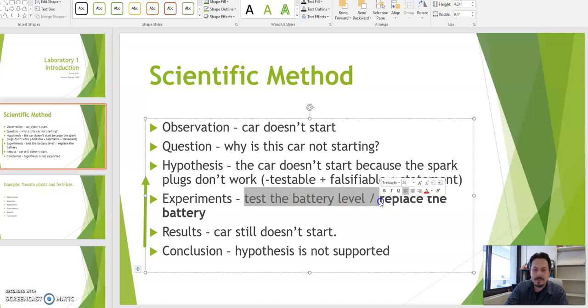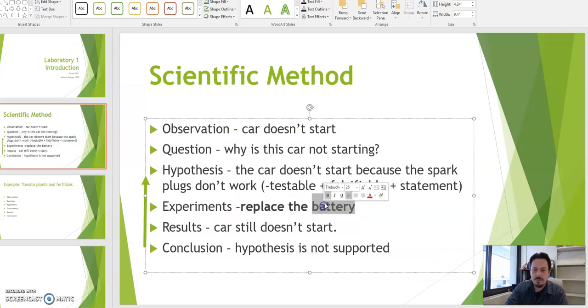What's the experiment? Well, how about this? Make it super simple. We replace the spark plugs. So you replace the spark plugs, you turn the key, and guess what? The car starts. Awesome.